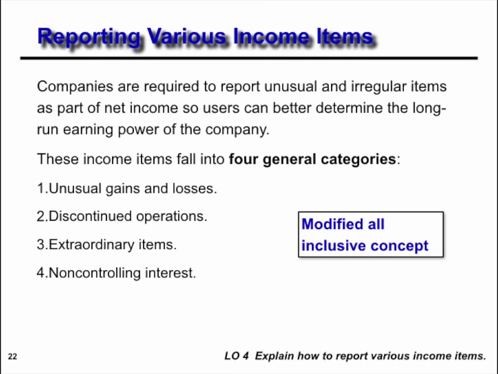So you see there is a slight distinction between extraordinary items and unusual gains and losses. The extraordinary items must be both unusual and infrequent, and they are reported separately in the extraordinary item section. But if the item is unusual but not infrequent, or the other way around, then it is reported in the continuing operations section after the normal revenues and expenses.